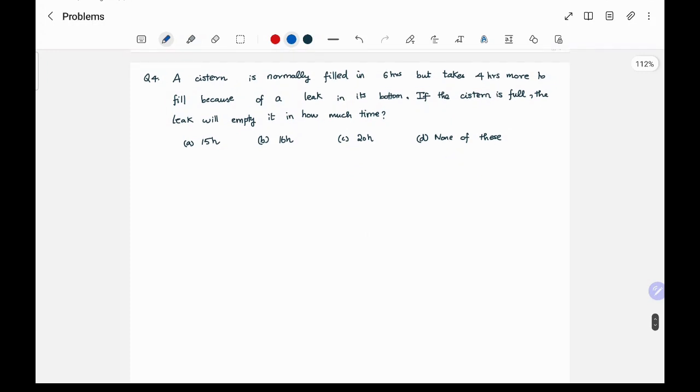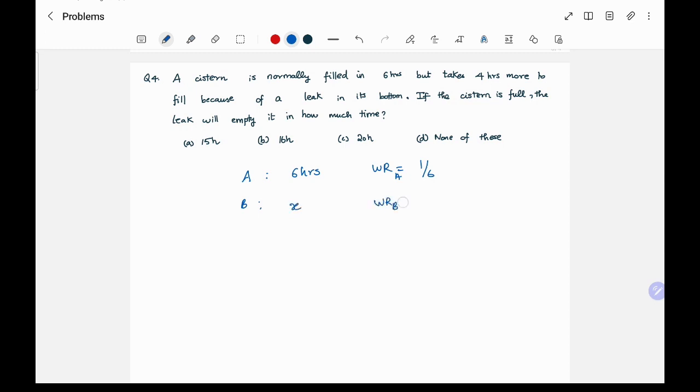A cistern is normally filled in 6 hours, but it takes 4 hours more to fill because of a leak in its bottom. If the cistern is full, the leak will empty it in how much time? This is similar to work, right? Filling is some kind of work, let's say A, and it takes 6 hours, so its work rate is 1 by 6. And B is similar to leakage. It is something like negative work, and it takes, still it's not given, so let's take it as X.